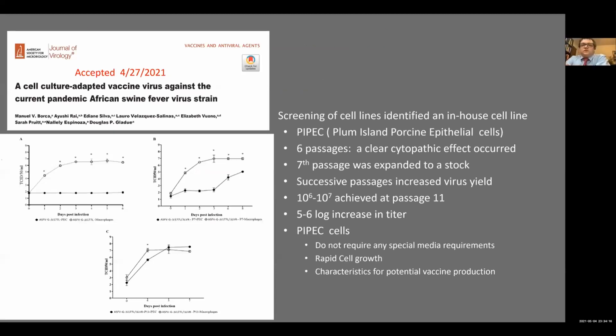However, I'm happy to announce that our paper was accepted a few days ago, and we were successful in screening of cell lines. We found an in-house cell line, PIPEC cells, Plum Island porcine epithelial cells. At 6 passages, we saw a clear cytopathic effect. By the 7th passage, we expanded to a stop.